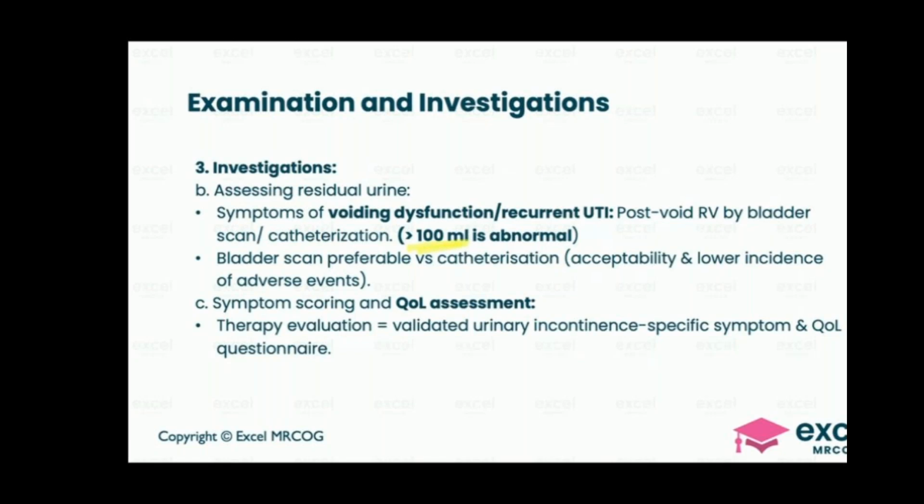What is more than 100 ml? You ask the lady to pass urine, and then with an ultrasound, you check the amount of urine that is remaining in the bladder. Say she has passed urine already, she has come back to you, and you do an ultrasound and you see that the urine volume is 200 ml. That means her bladder is not emptying efficiently. That means there is increased volume in the bladder even after voiding. So that is significant.